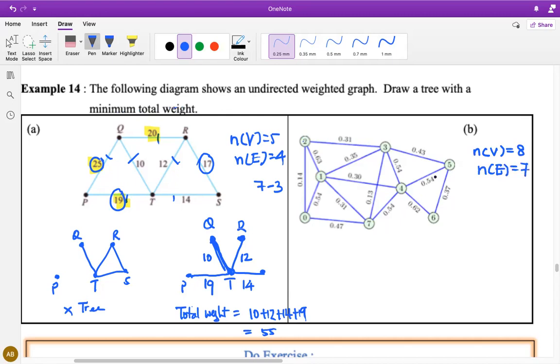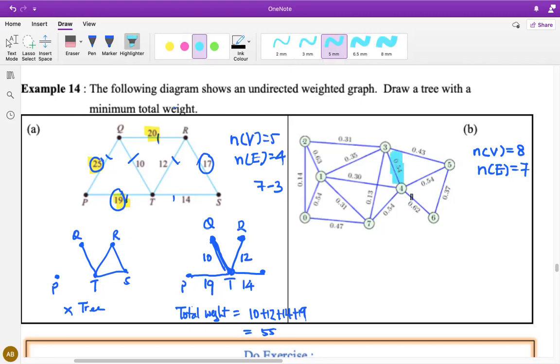Okay, so I need 7. So I need to throw away all the big numbers. All right, the big number. So I throw away this. Okay, let's use another color.